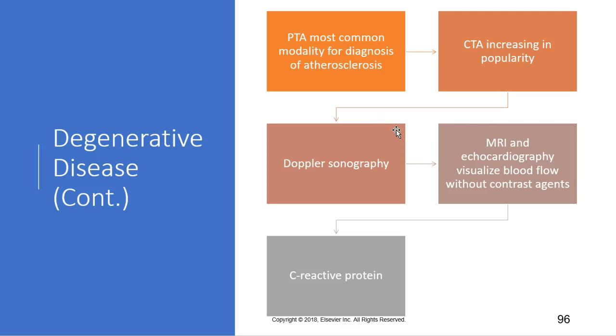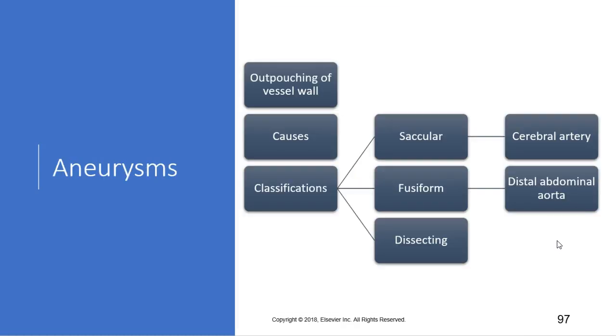All right, degenerative disease. So PTA is the most common modality to diagnose atherosclerosis. CTA is increasing in popularity. The problem is we need to do hard plaque. We can see it shows up as calcium, but soft plaque does not show up until we give contrast, and we'll see an irregularness to the lumen. So it's important that if we're doing CT for coronary score, we do without and with. So Doppler sonography, MRI, and echocardiography visualize blood flows without contrast, which is really nice. We can't do that in CT.